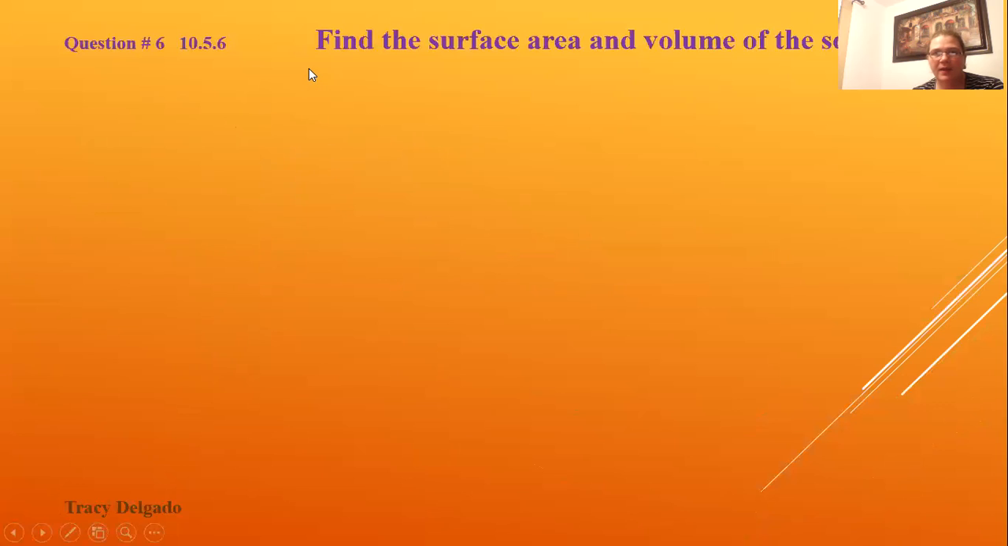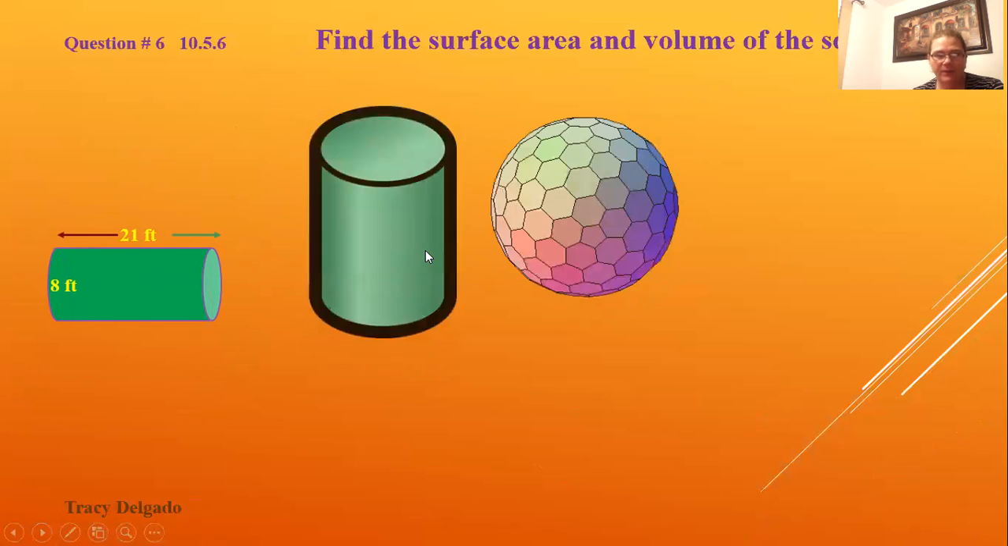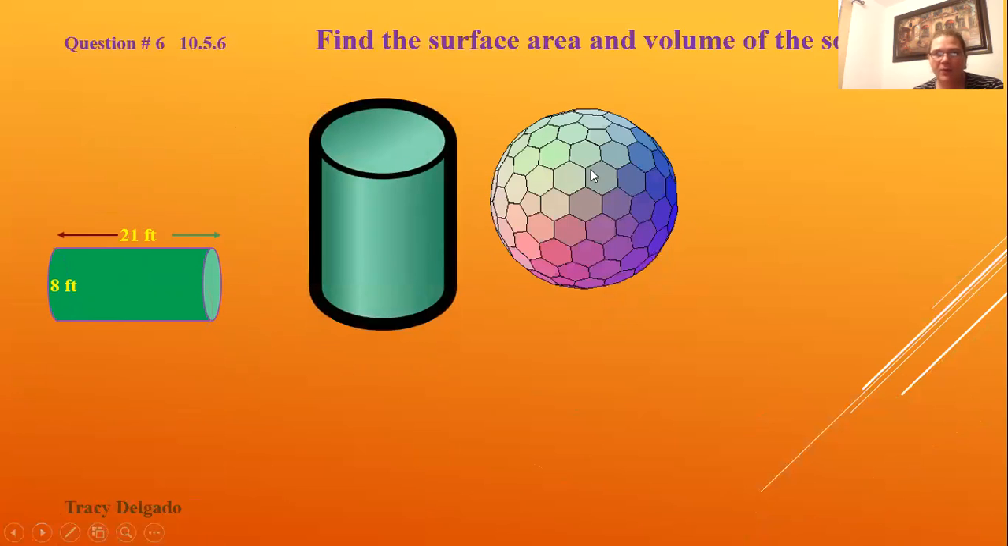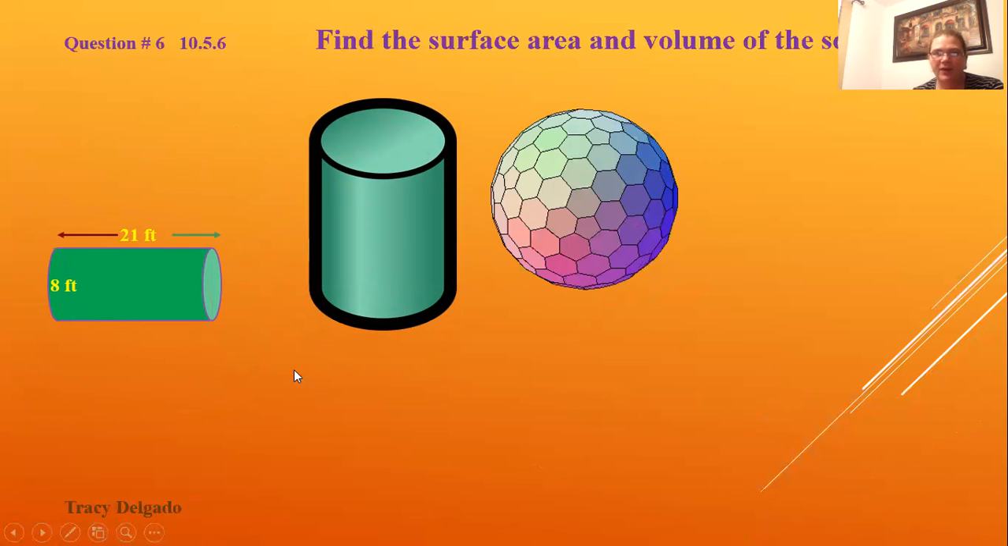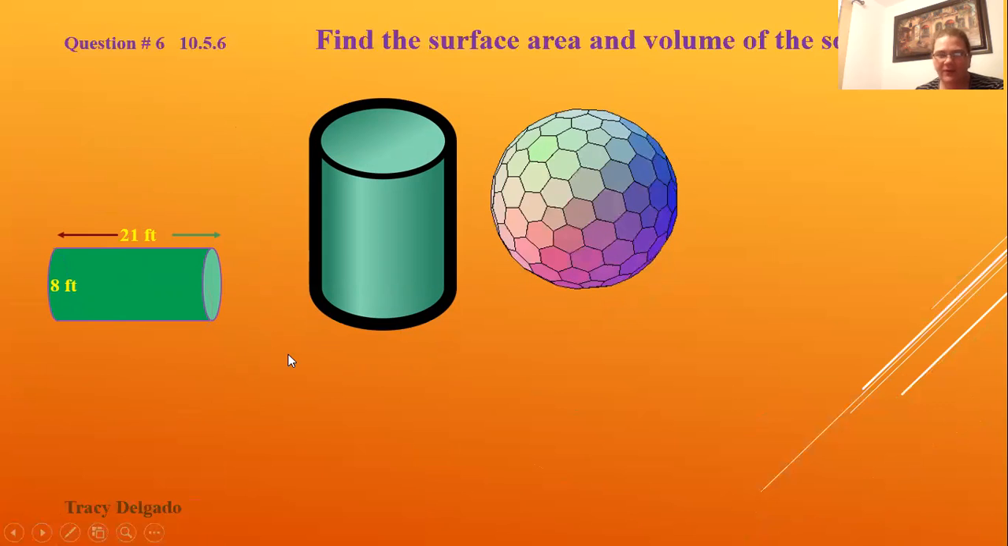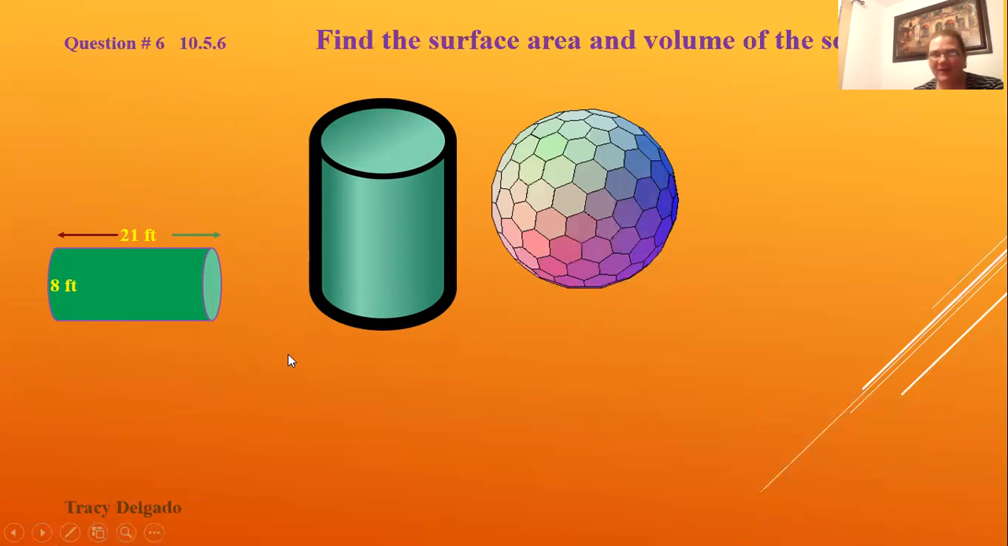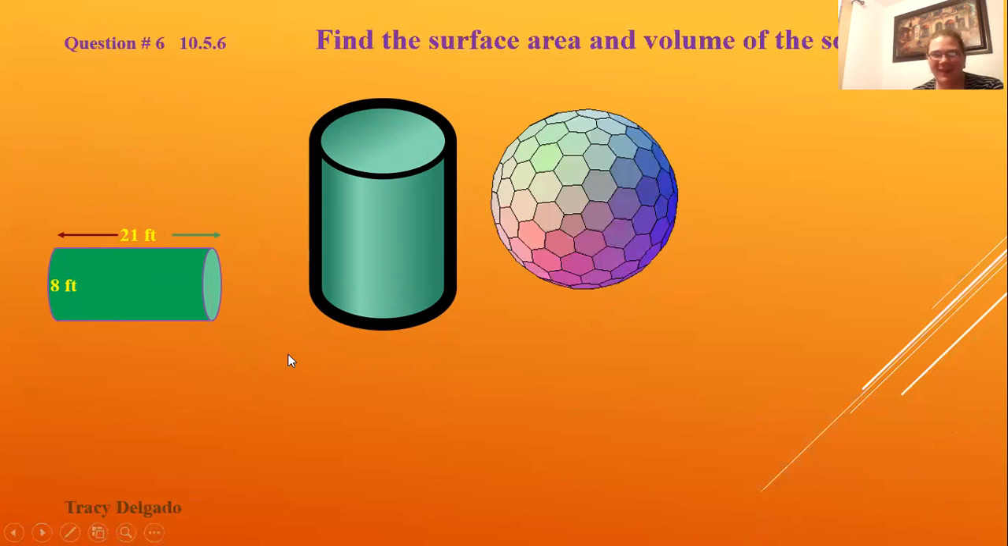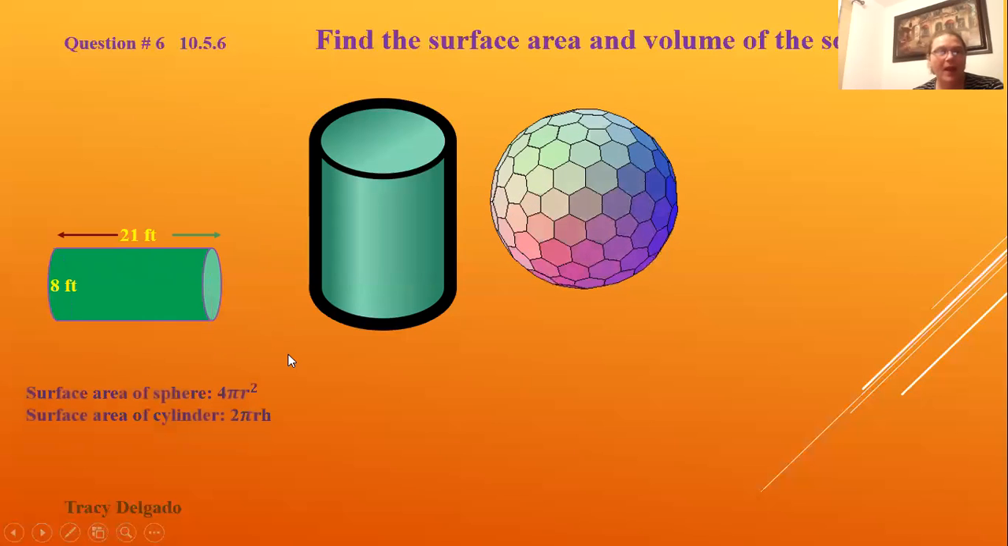And last but not least, we're going to find the surface area and volume of the solid. And here's our solid. We have 21 feet here and 8 feet here. And when we break it down, here's our cylinder and here's our sphere. And I love the sphere that I picked out here. I like the animation, so it's like a disco ball.